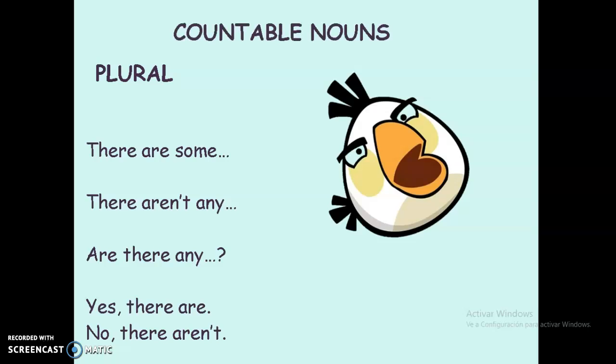Now let's talk about those countable nouns that are in the plural way. For those countable nouns that are in plural form, we use there are some, there aren't any. Interrogative form we use are there any, and for answers we use yes there are or no there aren't.